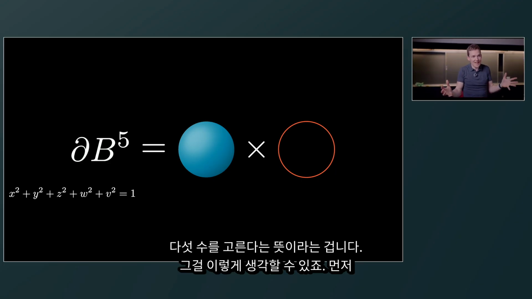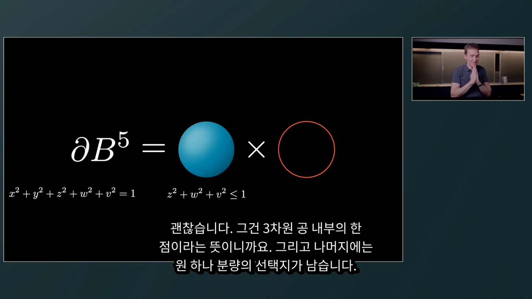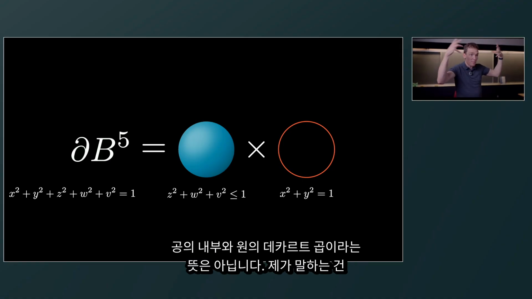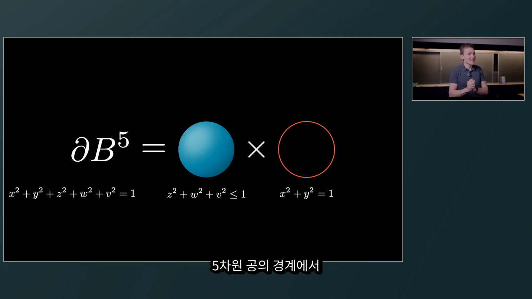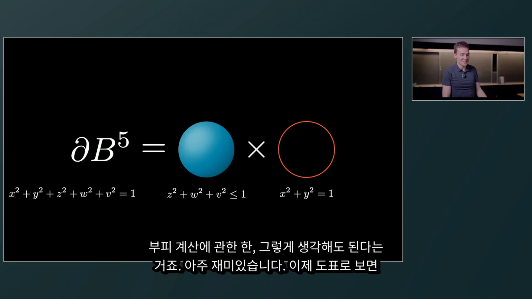You could think of that as saying, first I'm going to choose 3 of those numbers, and I'm safe to do that as long as the sum of their squares is less than 1, meaning a point inside a 3-dimensional ball, and I have a circle's worth of options left. And this is a tongue-in-cheek equation. It's not the case that the boundary of the ball is literally a Cartesian product between the interior of a ball and a circle. But what I'm saying is there's a volume-preserving move that takes you from the boundary of a 5-dimensional ball onto the thing that literally is that Cartesian product. So we might as well think of it as being that as far as volume calculations are concerned, which is very fun.